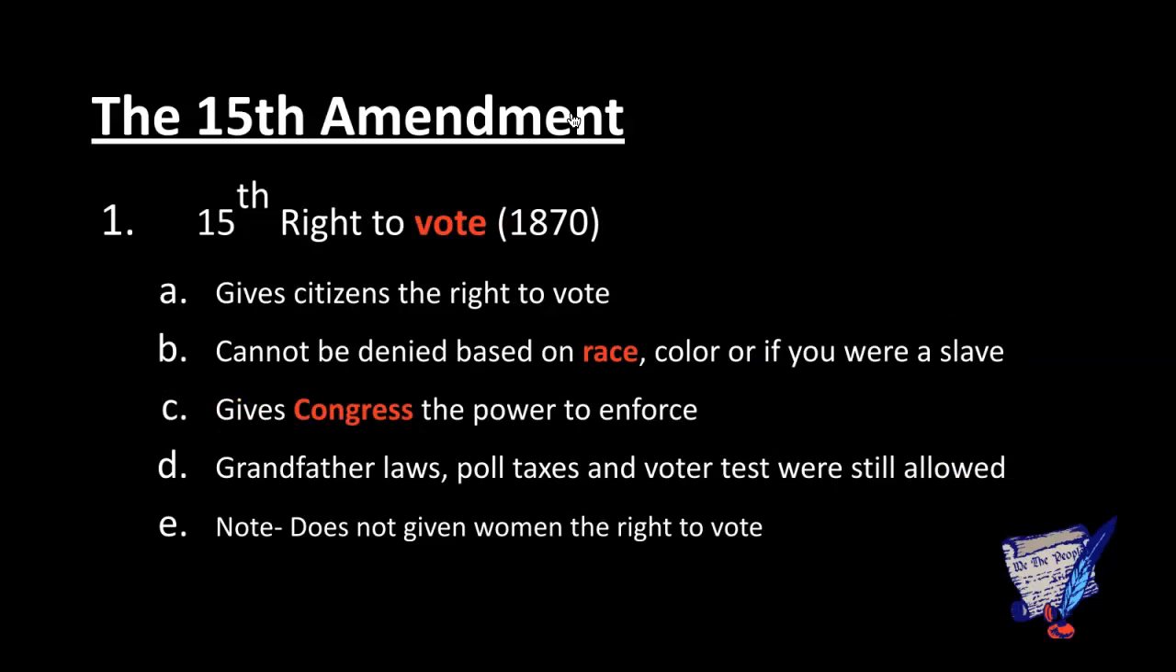The 15th Amendment essentially deals with the right to vote. Enacted in 1870, this gave citizens the right to vote, and they could not be denied based on race, color, or if they were formerly a slave. Essentially, this provision gave Congress the power to enforce it fully. Grandfather laws, poll taxes, and voter tests, however, were still allowed in some parts of the United States, including the southern part of the United States. Please note that this amendment did not give women the right to vote. In fact, that amendment or provision will be coming later.